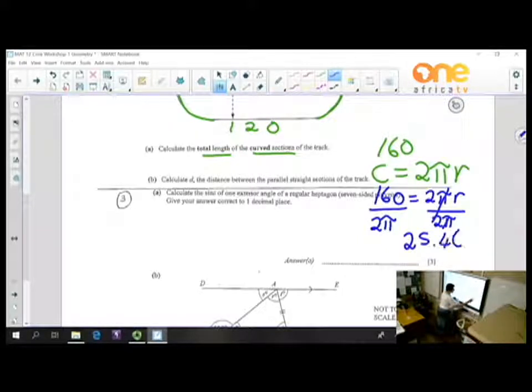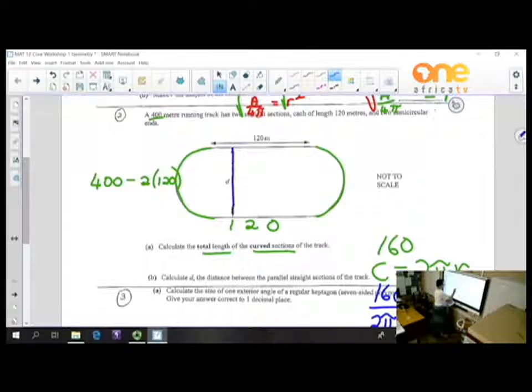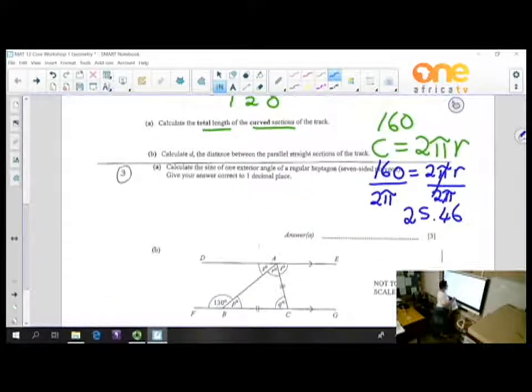25.46, but now remember, this is the radius, and we want the diameter. So we'll have to multiply that radius by 2. So the final answer for this one is then 50.9. That is the final answer there for number 2B.